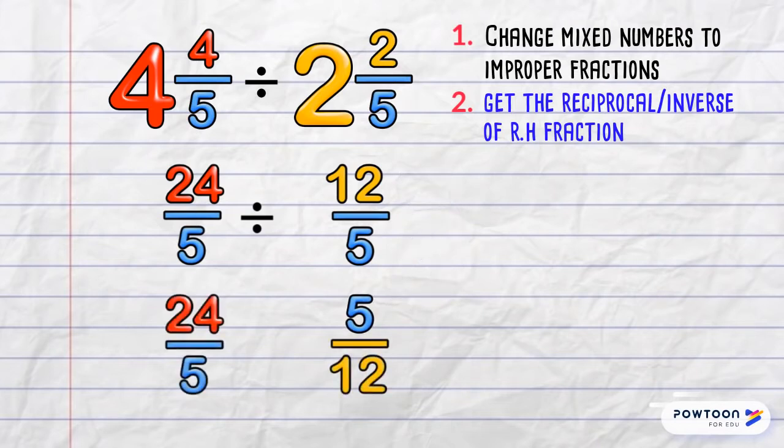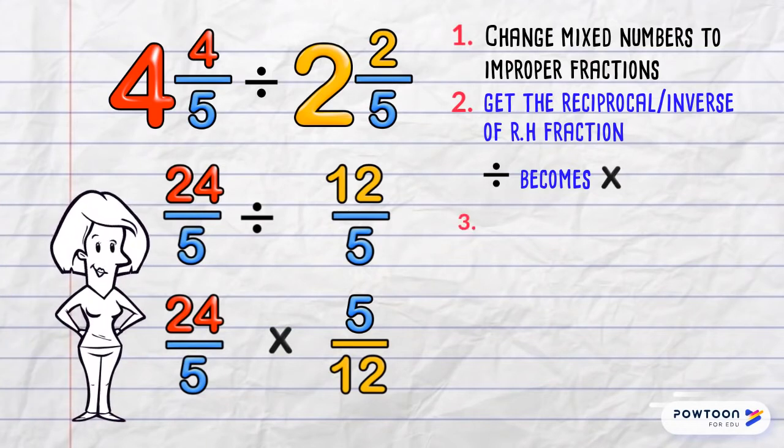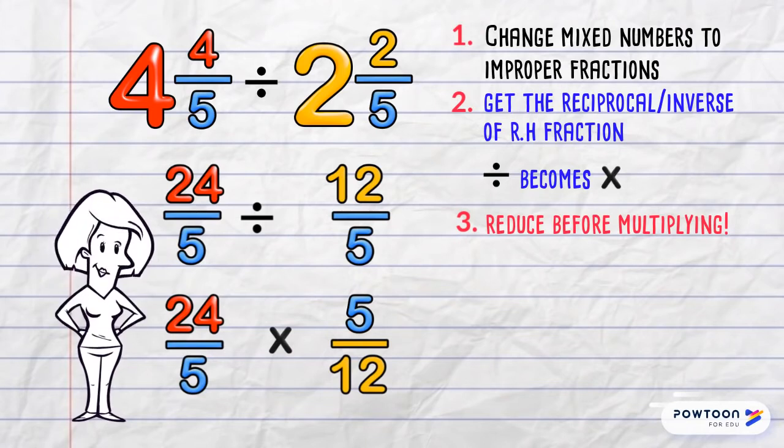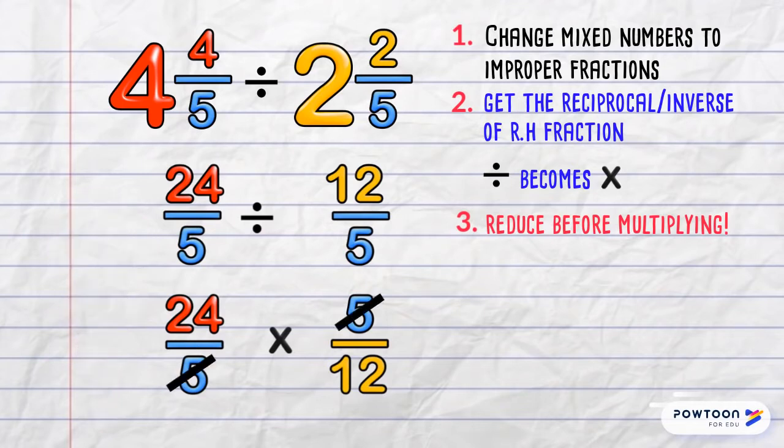And when we invert the fraction, we also use the inverse operation. Swap it out. Divide becomes multiply. Remember, we make life easy if we reduce as much as we can before we do the multiplying stage. We can use any numerator with any denominator. We can cancel these 5s.